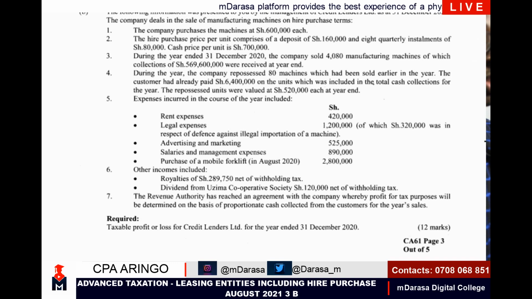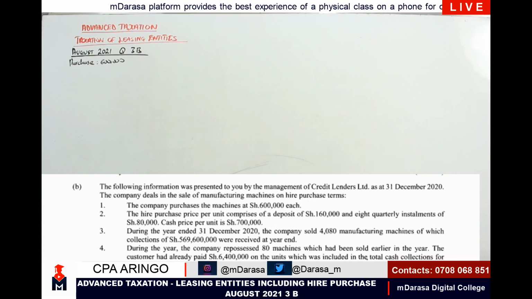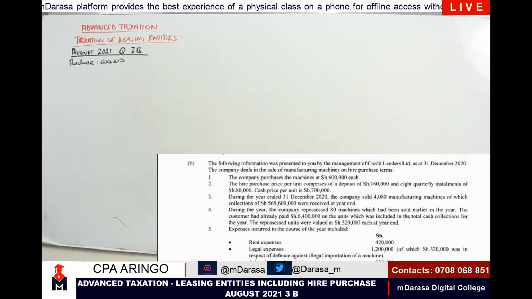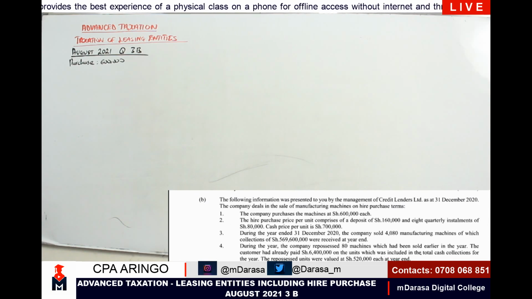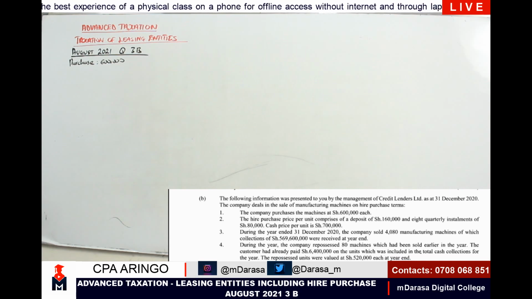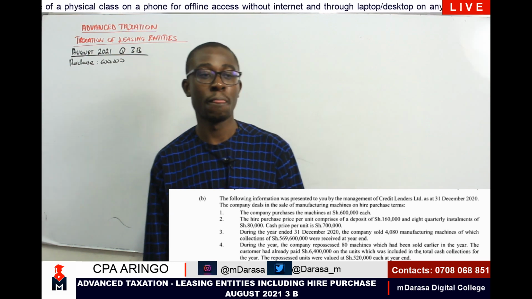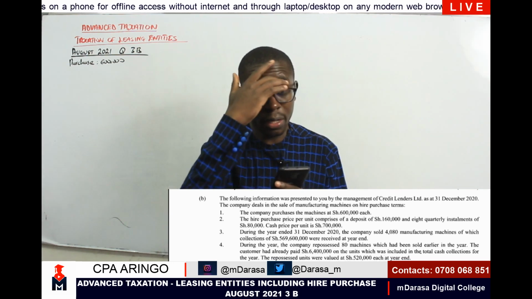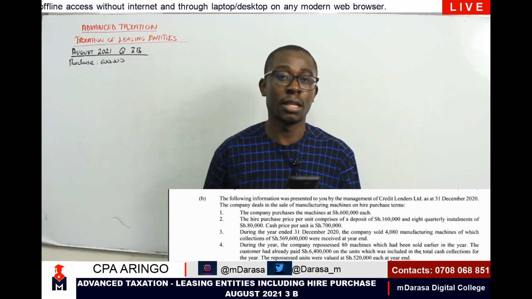Given such a question, where are we going to start from? Let me start with the workings for notes 1 up to 4 first of all. I want us to analyze up to note number 4. The first case, if you look at note number 1, we are told that the company purchases the machine at 600,000 each.